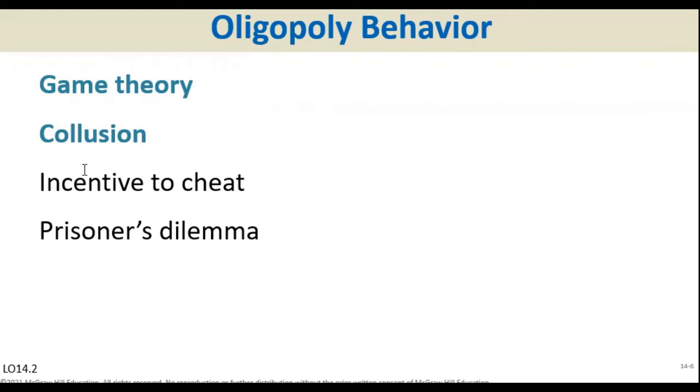Collusion here is defined as cooperating with a rival on the price and the output produced, and that can benefit the firm. And there's always an incentive for a firm to cheat on any collusion agreement, because cheating can result in increased revenue for the cheater.